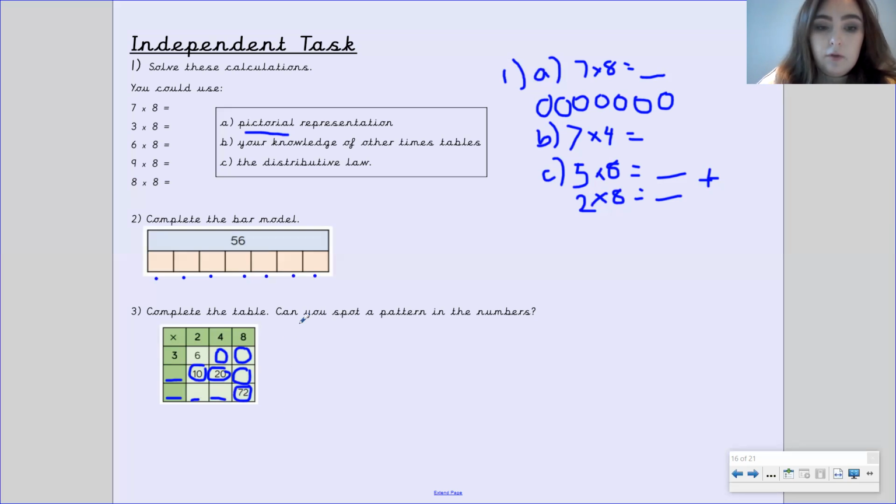And then what I would like for you to do, when it says, can you spot a pattern in the numbers, to further extend yourself, if you would like to, I would like for you to tell me what that pattern is. So you would say the pattern is, and then tell me what it is.